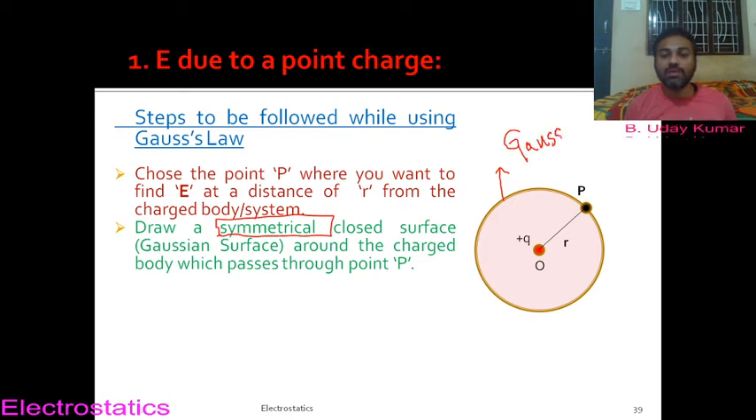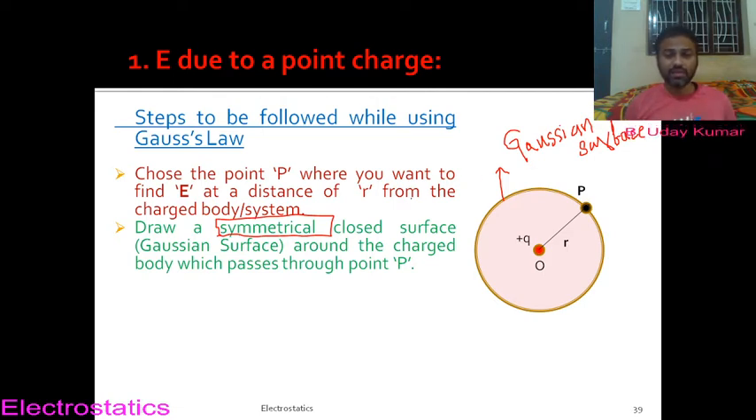Always remember, the surface that you are constructing is called a Gaussian surface. You are constructing it; actually it is not there. It's an imaginary surface that you are constructing in such a way that it passes through point P. So this is also called a Gaussian surface, and this is also called an imaginary surface. You can use whatever word you want, but in general we call it a Gaussian surface.